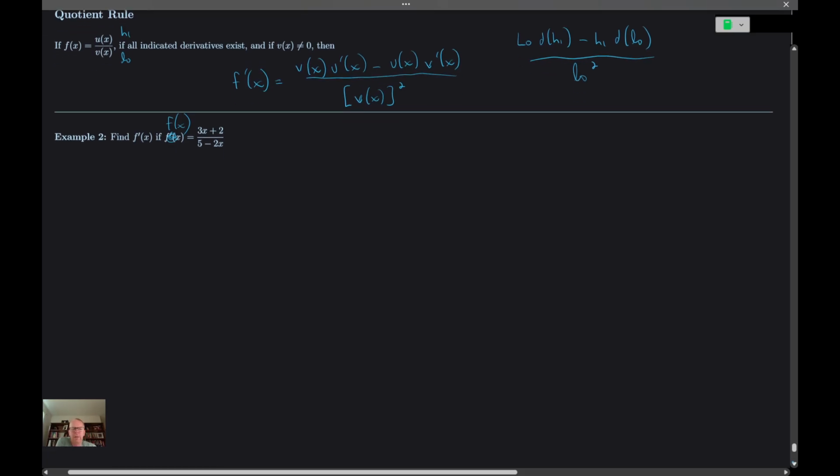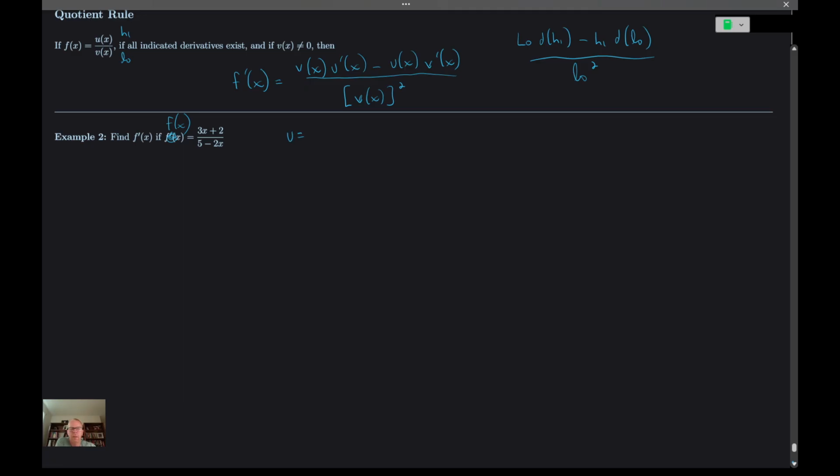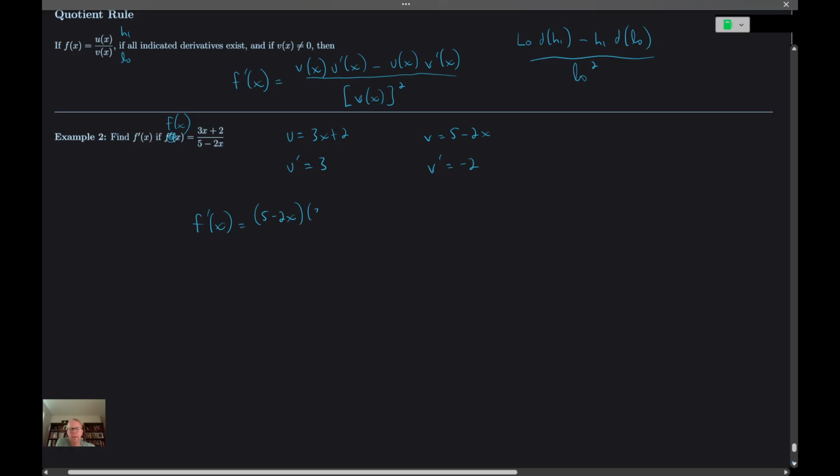All right, so we want to find the derivative of 3x plus 2 over 5 minus 2x. So u is 3x plus 2. V is 5 minus 2x. So let's find u prime would be 3. V prime would be negative 2. And so let's find f prime of x. So we have the bottom times the derivative of the top minus the top times the derivative of the bottom, all over the bottom squared.